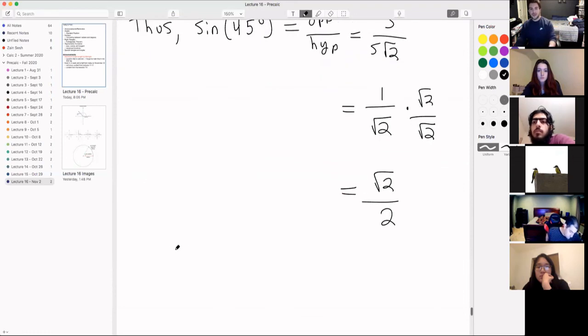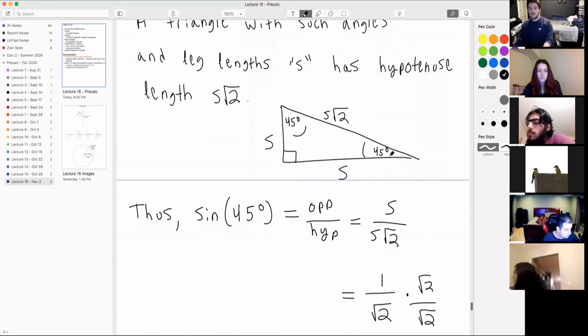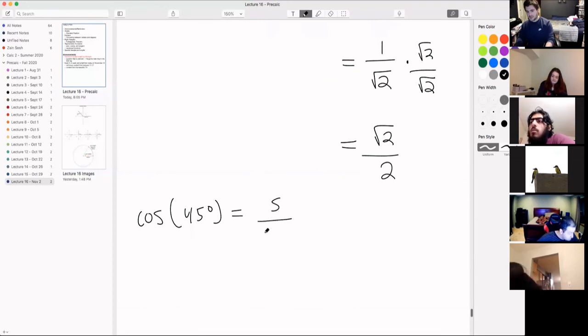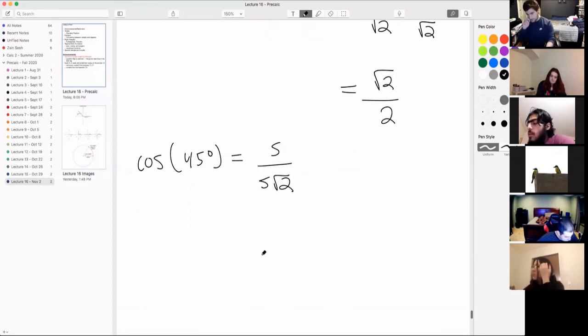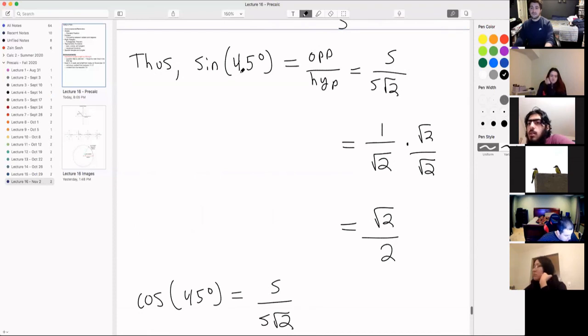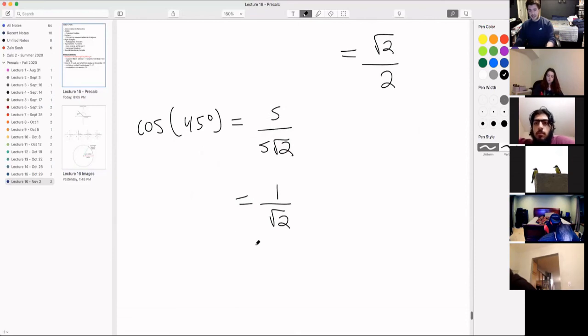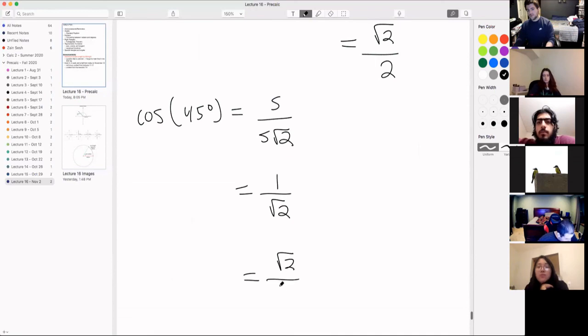Okay, good. Now, let's just very quickly do cosine of 45 degrees, and we will be done. Cosine, we need to do adjacent over hypotenuse. So go to either one of these 45-degree angles. Again, I'll pick this bottom one. Adjacent is s, and hypotenuse is s root 2. So this will be another fraction, s over s root 2. It's actually the same thing as sine of 45. So this will be 1 over root 2, and then rationalize the denominator of this one. You will get square root of 2 over 2 again.